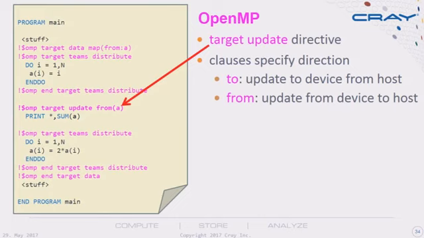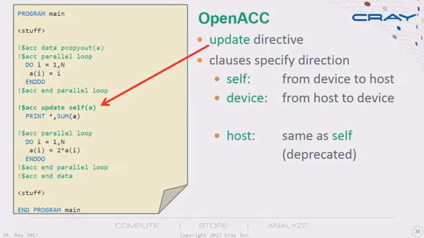Just to mention, if we use the target update from, it means that we are copying from the device to the host, and if we do an OpenMP target update to, we update from the CPU to the GPU. So it's always from the point of view of the GPU. With OpenACC, it's similar. We have an ACC update with self, device, or host. Host is the same as self, and device means that you want to update to the device.